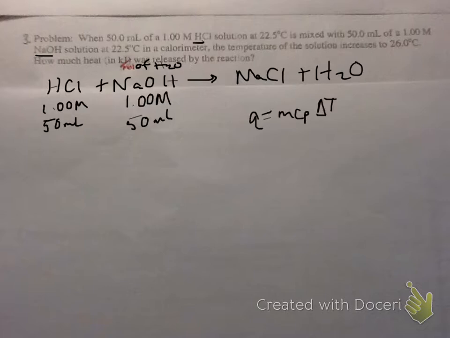Now, one of the tricks to doing these problems is you have to understand that 1 molar solutions are pretty dilute. And in being pretty dilute, that means they're made mostly of water. So that means we can use the density of water and the specific heat of water. I have 50 milliliters of hydrochloric acid solution, which is mostly water, and I have 50 milliliters of the NaOH.